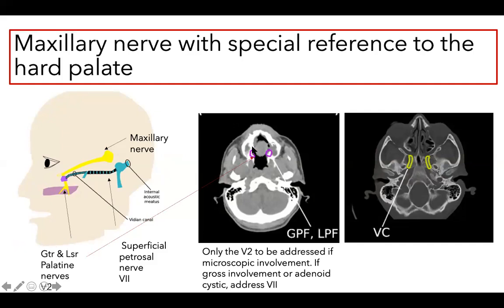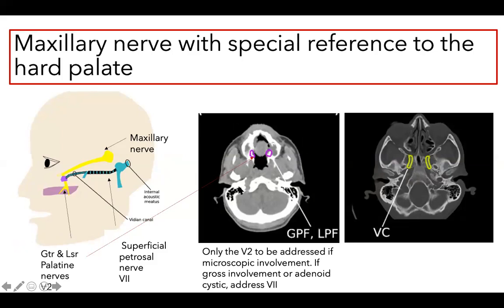The greater and the lesser palatine nerves exit through the palatine foramina and then travel along the Vidian canal. So this is just posterior to the pterygopalatine fissure. Just posterior to the pterygopalatine fissure is the Vidian canal.